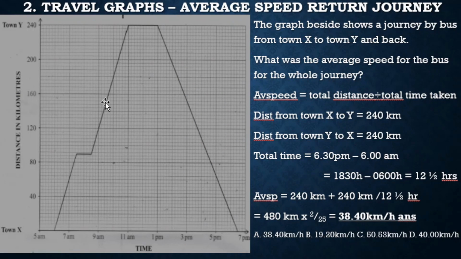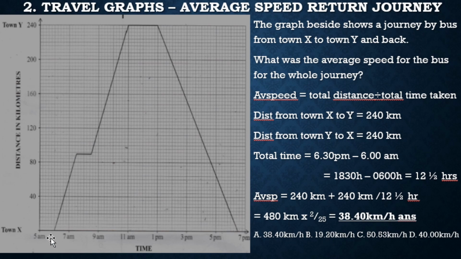Number 2 is a similar question to number 1. The graph beside shows a journey by bus from town X to town Y and back. What was the average speed for the bus for the whole journey? Again, average speed is equal to total distance divided by total time taken. So we move from town X all the way to the top, where it gives us 240 kilometers. And just like we did in the other graph, we move again back from town Y to town X, another 240 kilometers. So I've written distance from X to Y is 240, then again from Y to X is another 240. So the total distance is 480 kilometers.